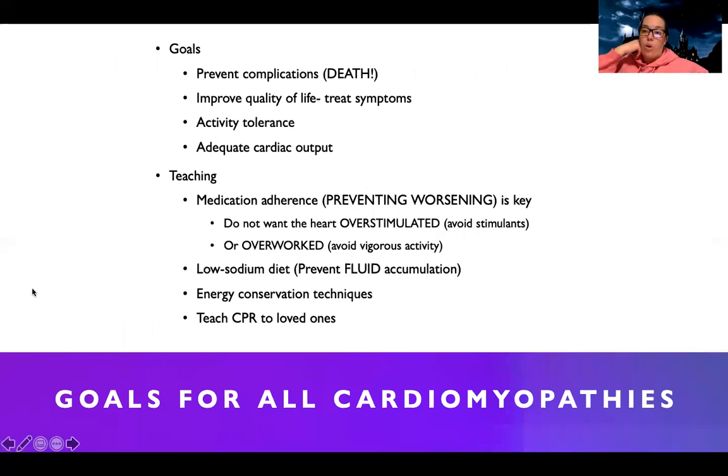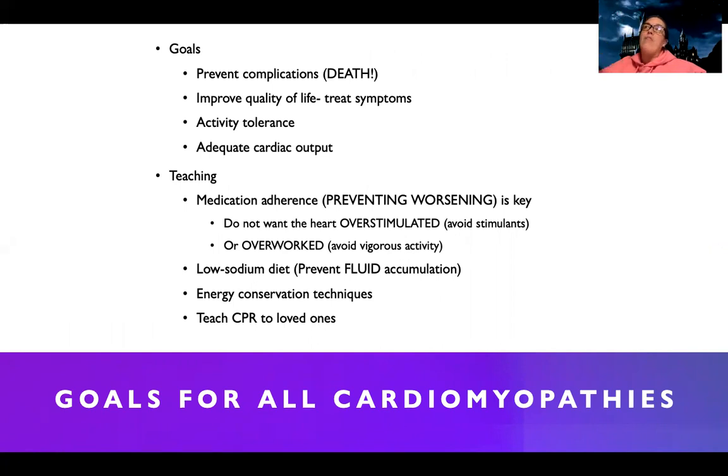What are my goals for all cardiomyopathies? I want to prevent complications, especially death. I want to improve their quality of life and treat symptoms. I want to work on their activity tolerance, that energy conservation that I've talked about a lot, teaching them to balance activity and rest. And then, of course, adequate cardiac output at the end of the day, making sure that their tissues are getting perfused. I'm going to really focus on teaching medication adherence.